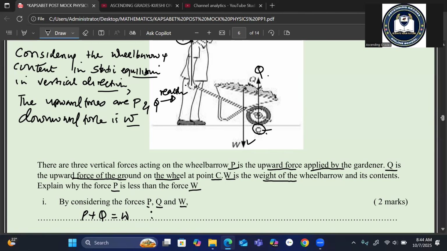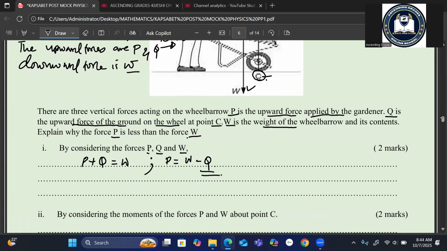And what does this one mean? It means that our P will be the same as, sorry, it is supposed to be our W minus Q. And that is why you can say that P is less than W in this case.